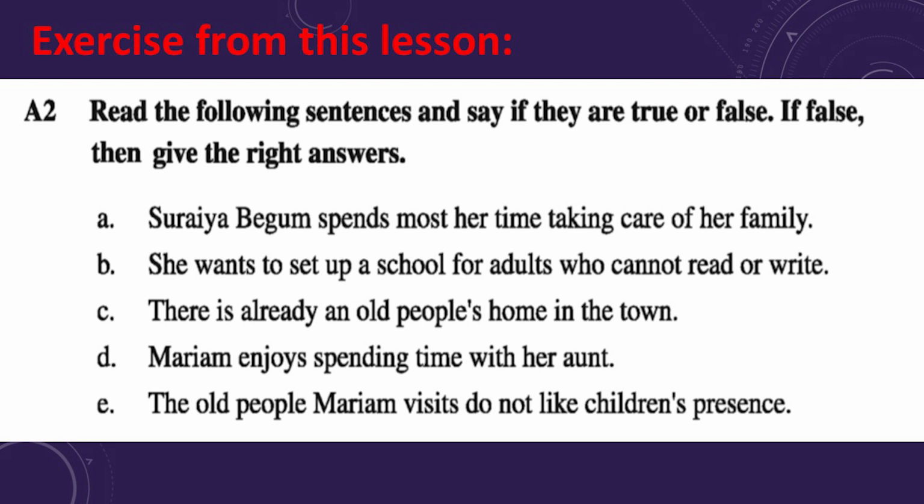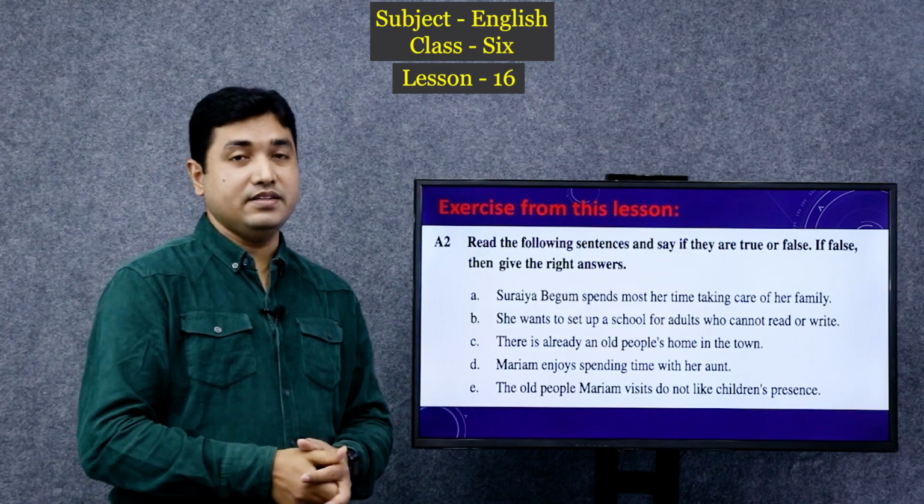Number A, Suraya Begum spends most of her time taking care of her family. Number B, she wants to set up a school for adults who cannot read and write. Number C, there is already an old people's home in the town. Number D, Moriam enjoys spending time with her aunt. Number E, the old people Moriam visits do not like children's presence. Okay, let's find out the answer.